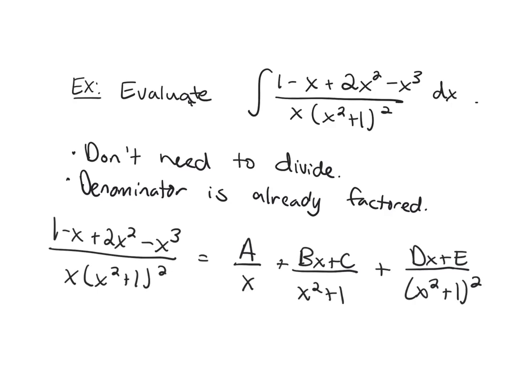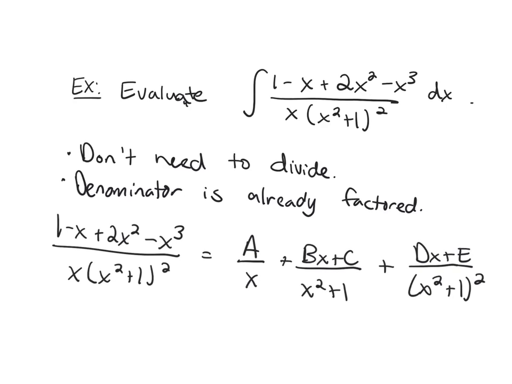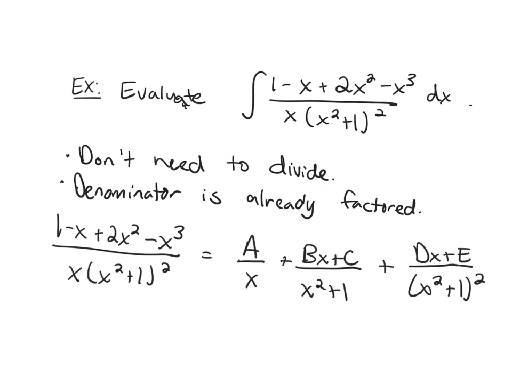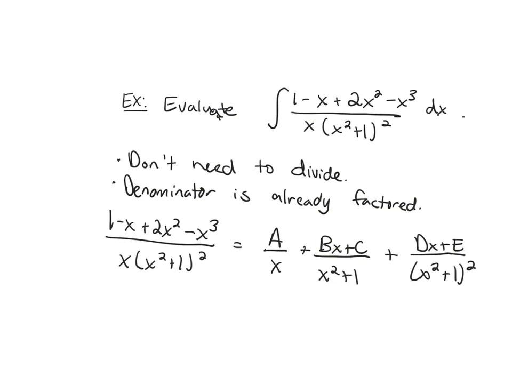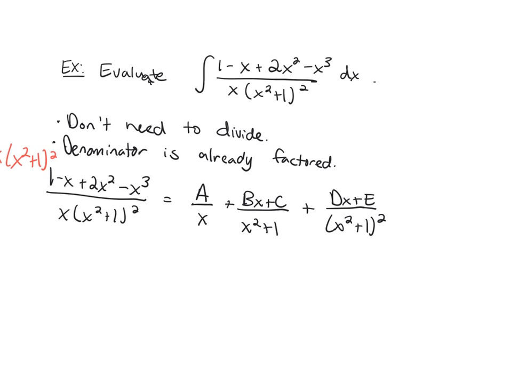So what did we do from here? Multiply by the denominator. Multiply by that big denominator on the left-hand side. I'm gonna write it on both sides so I remember to multiply on both sides. x times (x squared plus 1) squared. I'm gonna multiply on the left, and then I'm also gonna multiply on the right by that same x times (x squared plus 1) squared.